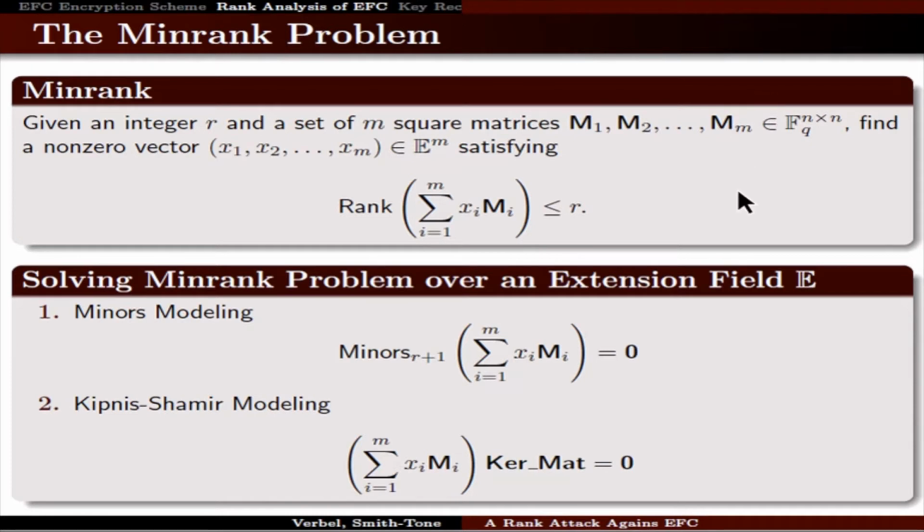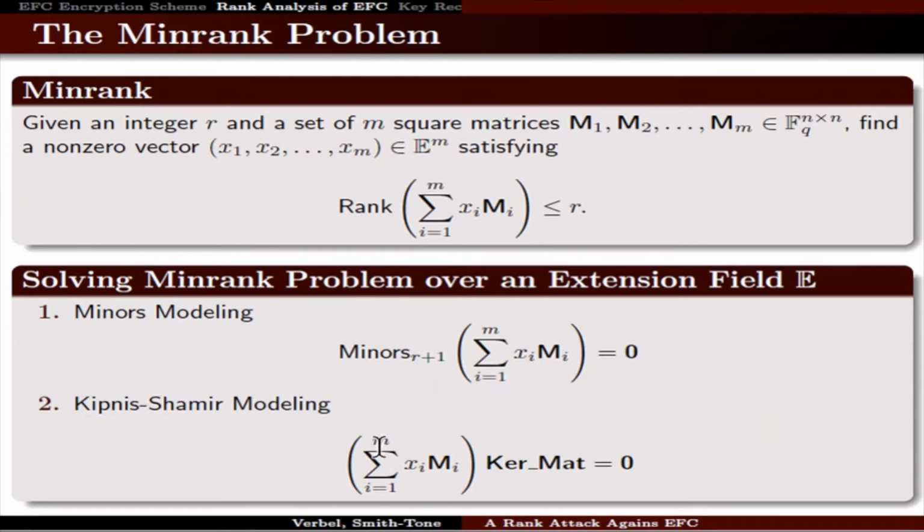So there are three more efficient methods for solving this problem. We are going to show them here. One of them is the minors modeling of this problem. This establishes the following. It says that if this matrix has rank less than r, then all the minors of size r plus 1 should be 0. So this modeling leads to a system of many polynomials of degree r plus 1 in the x variables.